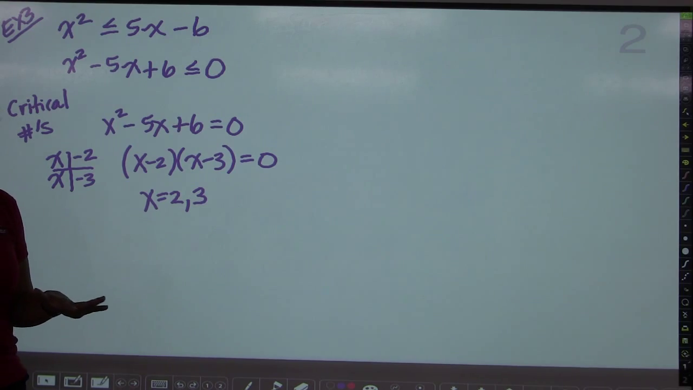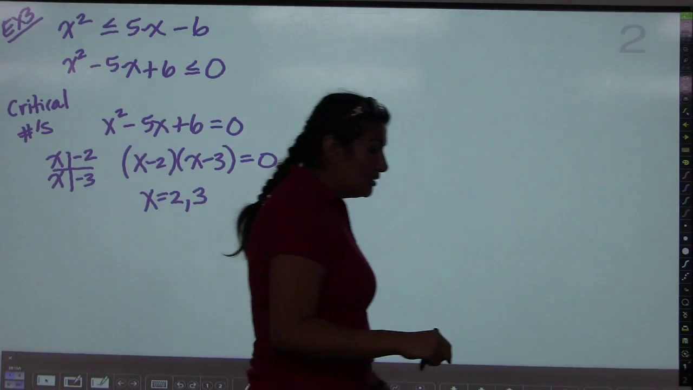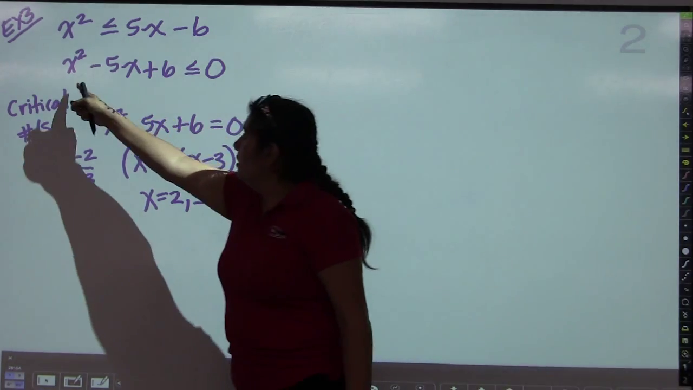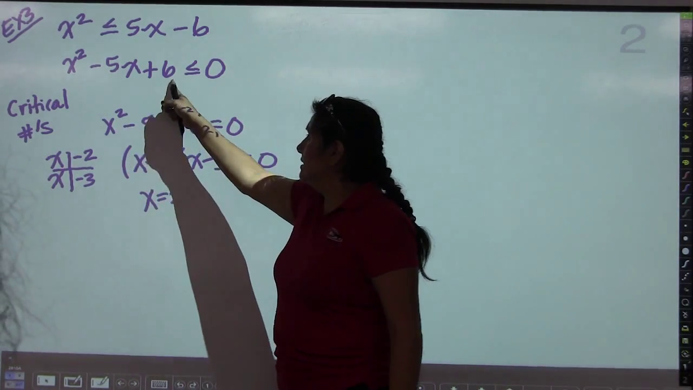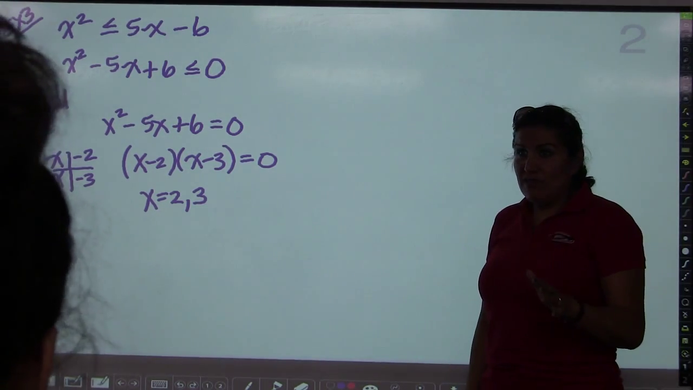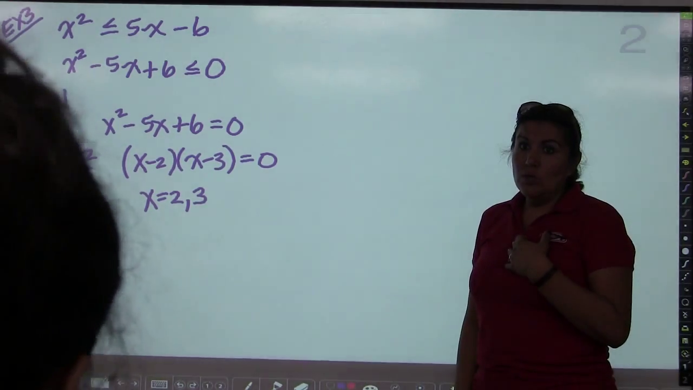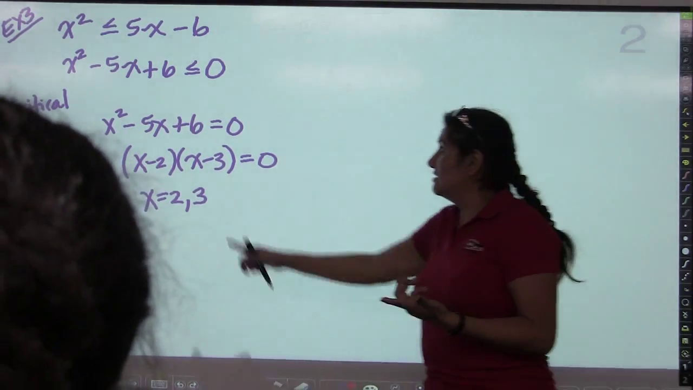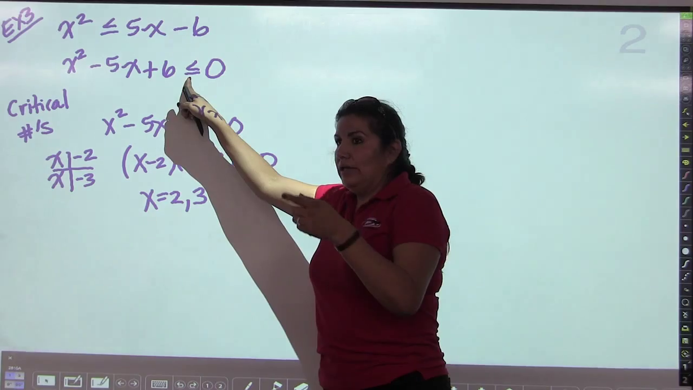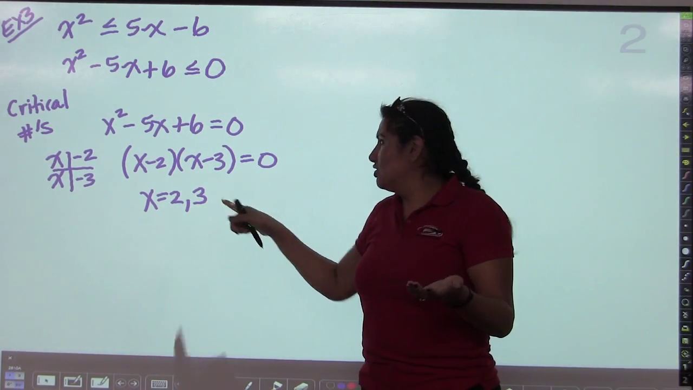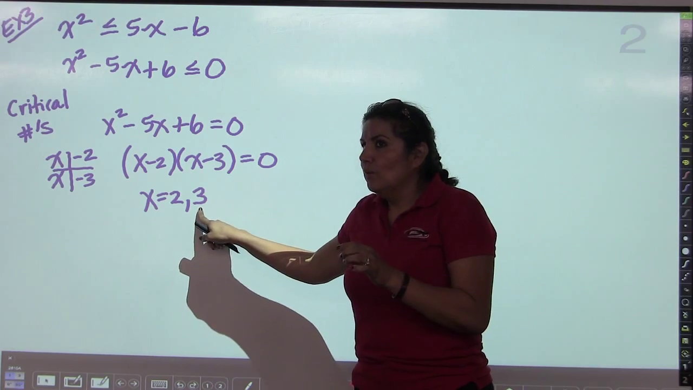That's all they are. They tell us when this expression here, x squared minus 5x plus 6, equals 0. But understand that that's not what we want to know. We want to know when it's going to be negative. Right? It says less than or equal to 0. So what about all the numbers that are less than? This only tells me when it equals 0. When is it less than 0?